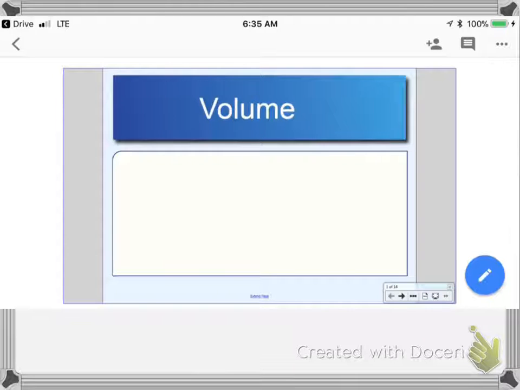Today we're going to look at finding volume of rectangular prisms. This is something that you have done before using a formula that you learned in elementary school. Today we're going to talk about a little bit different of a formula that's going to prepare you for the volume of other figures in the future.